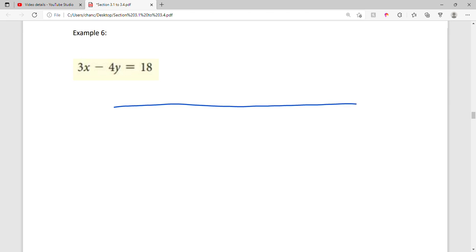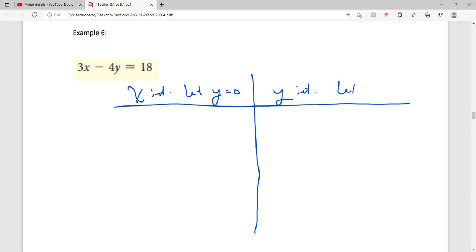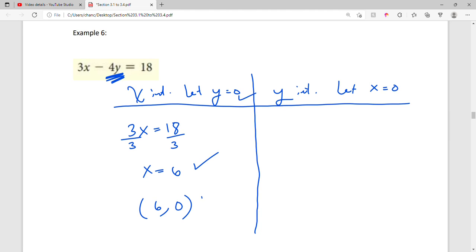Example 6. You can try this one on your own if you would like. Again, for the x-intercept, you let y be equal to 0. For the y-intercept, we let x be equal to 0. So let's try this out. We're going to replace that y with a 0. Well, that negative 4y, that's just going to disappear. So that simplifies to 3x equals 18. And so I could divide both sides by 3. x equals 6. And that means our x-coordinate is 6 and our y-coordinate is 0. That's our x-intercept, 6, 0.